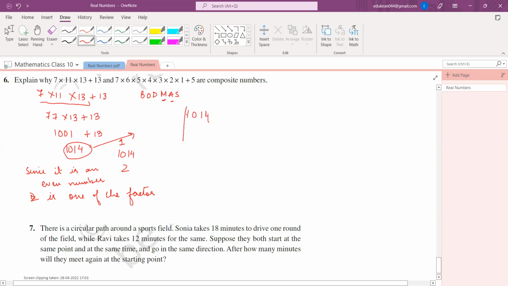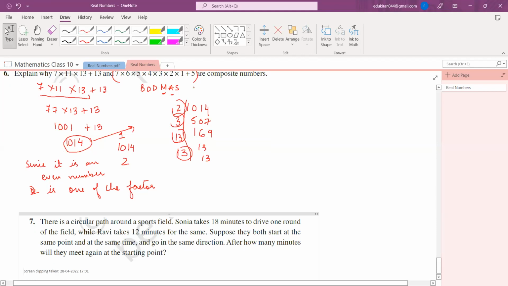And what will you get? 2 into 507, and then 3 into 169. Then it is 13 into 13. It's a perfect square of 13, 169. So here also you can see it has more than 2 factors, right? One factor is 2, another factor is 3, and another factor is 13. So I think you can do the next one similarly, right? Yes, ma'am. Okay. Now come to the next question.